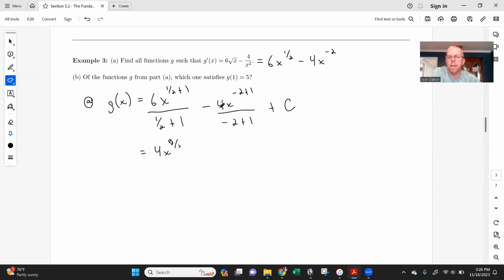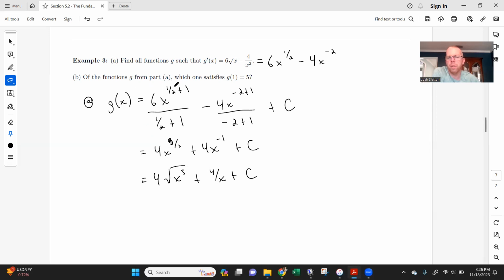And then -4 divided by -1, so that will be plus 4x to the -1. So -2 plus 1 is -1. And if you like, you could put this as 4 square root of x cubed plus 4 over x plus c, or you could probably leave it like this and that would be fine as well. So this would be all functions, and you can plug in any real number for c. That would be all functions whose derivative is given here.